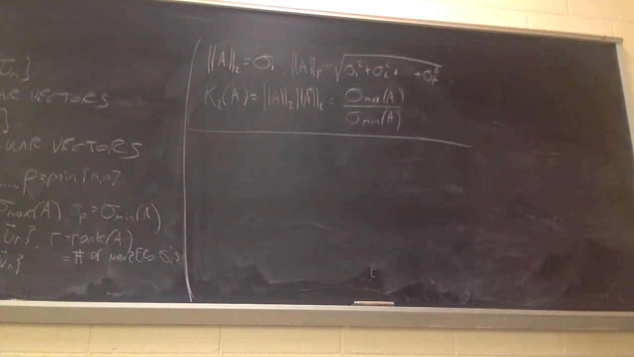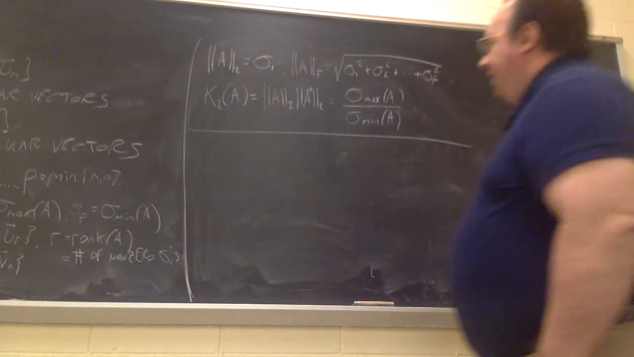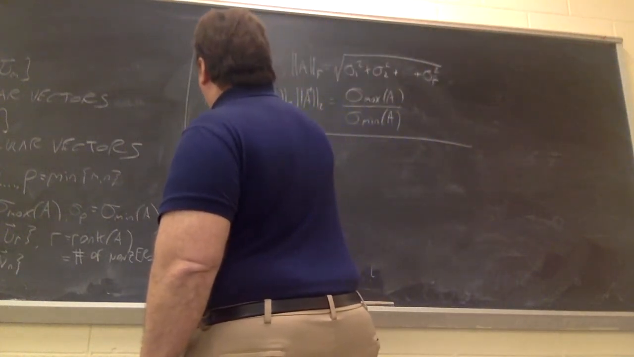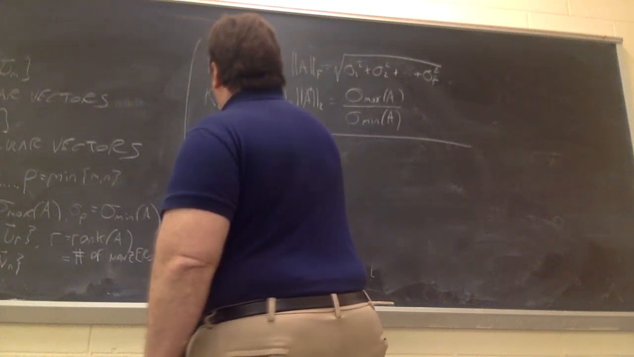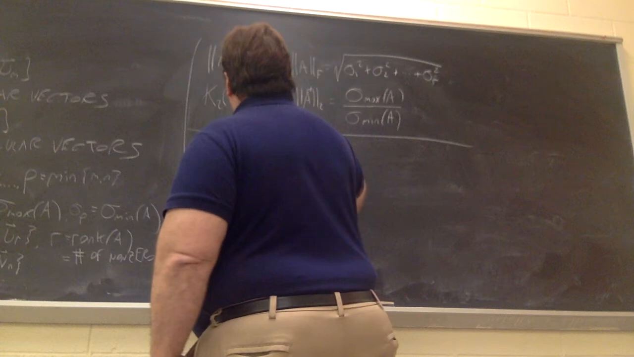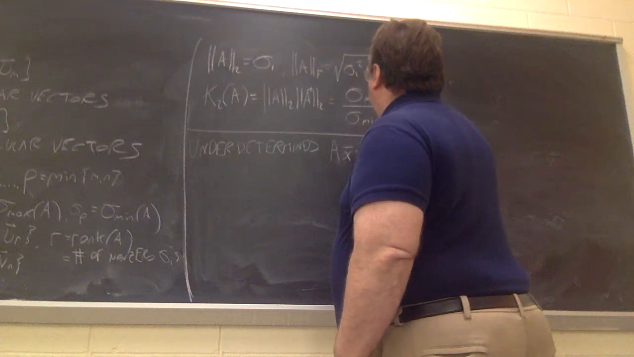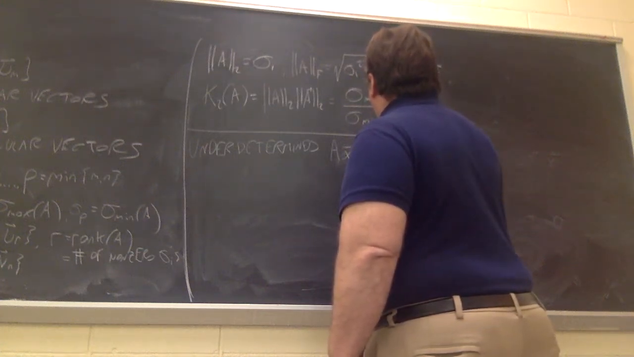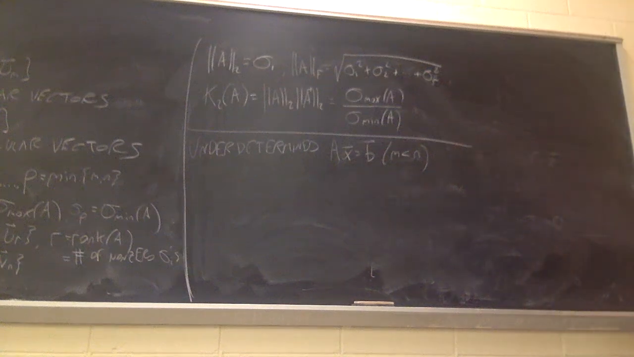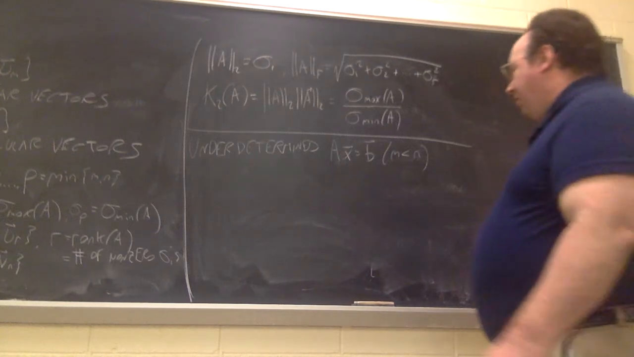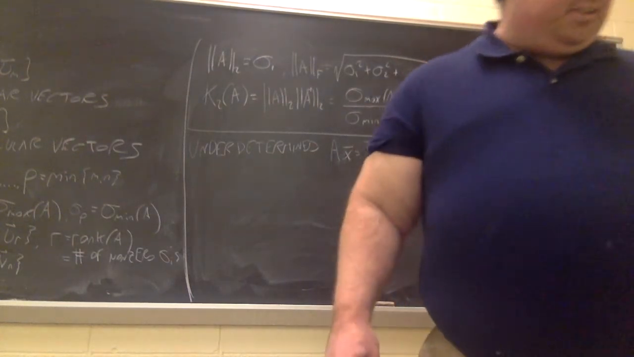Now, I want to talk about a different sort of least squares problem than I've been talking about previously: an underdetermined system of linear equations, AX equals B. So this time M is less than N. In a case where M is greater than N, you generally have a situation where there is no exact solution to AX equals B, and you try to minimize the norm of B minus AX.